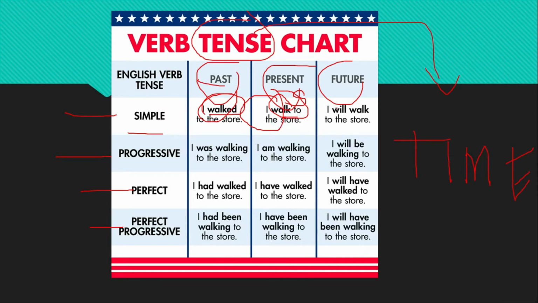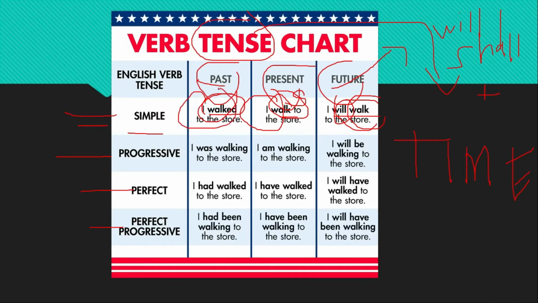For the future tense, I will walk to the store. For the future tense, we use the form will or shall plus the base form of the verb. Example, will walk. Remember, if we use will and shall, the verb must be in its base form. No letter S, not in its past tense. That is our simple tense.